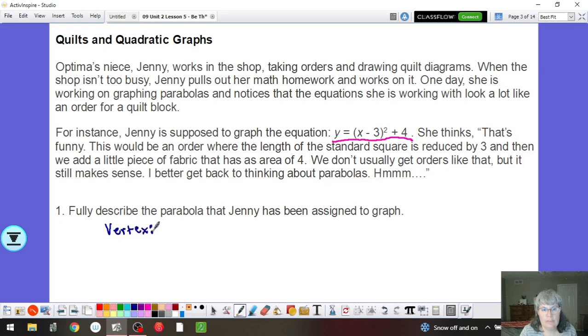As we learned in lessons 1 and 2, this is going to shift to the right because we have a minus 3 and move up 4, so our vertex will be (3, 4). We can also say that this graph will open up because it's positive in front of the binomial squared. And we can also say that there is no stretch or shrink because the a value is 1.